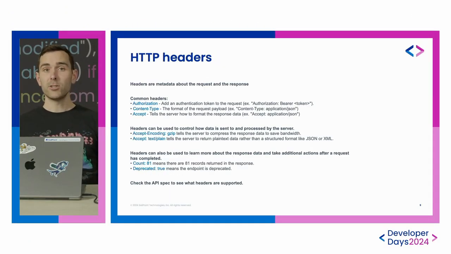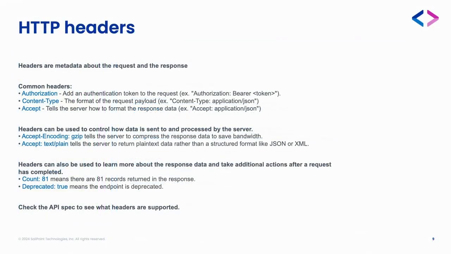REST relies on HTTP headers in order to send more metadata about the request and the response. So some common headers that you might send with your request when you're calling an API include the authorization header. This is a very common header for REST APIs. Authorization will contain a bearer token, an API key, some way to authenticate you to that REST service so that it will give you the data you're asking for.